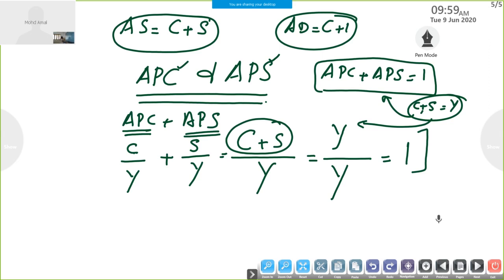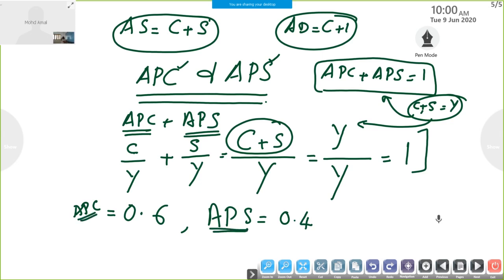For example, if APC is 0.6, what is APS? APS is equal to 0.4. It should be, APC plus APS should give 1. So 0.6 plus 0.4 is equal to 1.